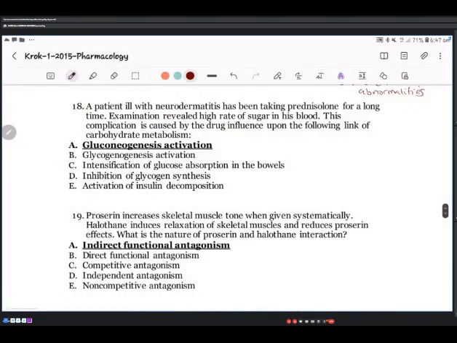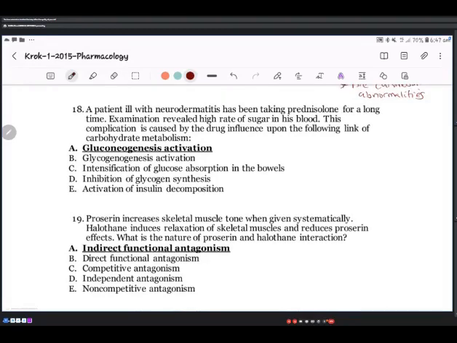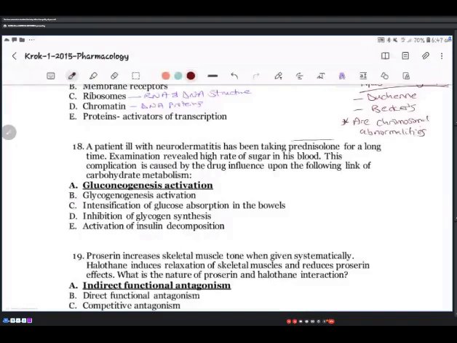Patient is ill with neurodermatitis, has been taking prednisolone for a long time. Examination revealed high rates of sugar in his blood. The complication is caused by drug influence upon the following link of carbohydrate metabolism. Now, prednisolone reduces inflammation, just like anti-inflammatory drugs too. So prednisolone here reduces inflammation.